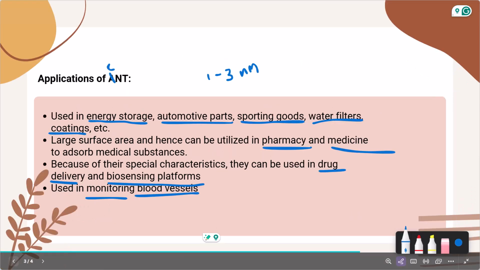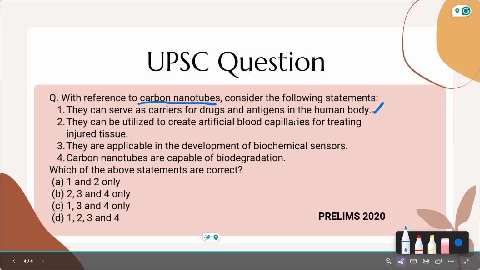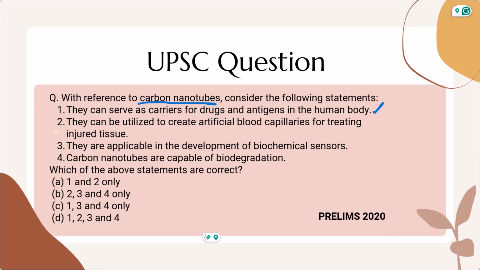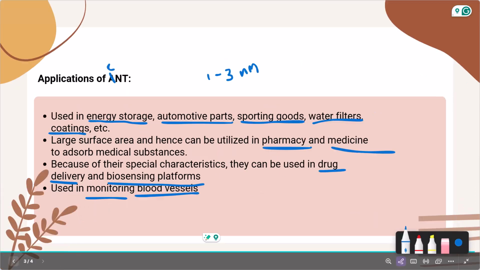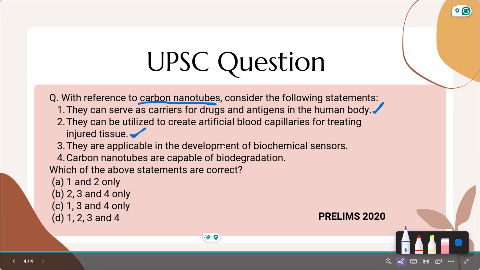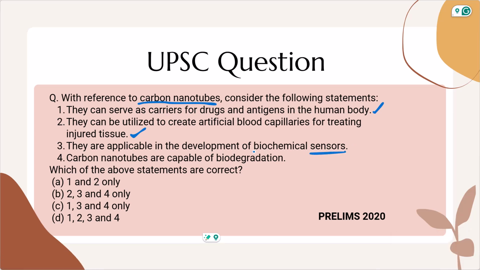As I mentioned earlier, they can be used in monitoring blood vessels, and all these properties actually give it another usage, that is, it can be utilized even to create artificial blood capillaries as well. This is another usage of CNT. So this is again correct. They are applicable in the development of biochemical sensors. Okay, they can be utilized in sensors as well. I have not mentioned it here, but this is one other usage of CNT. They can be used as biochemical sensors.